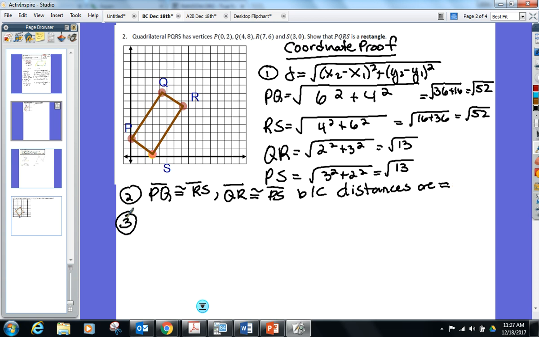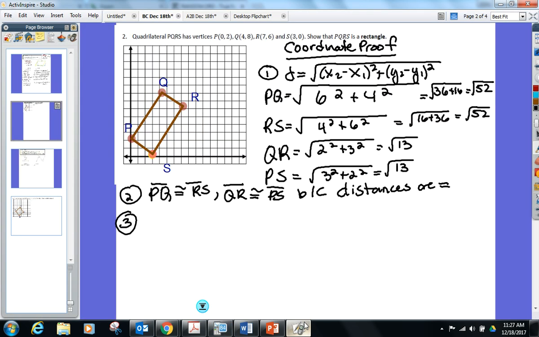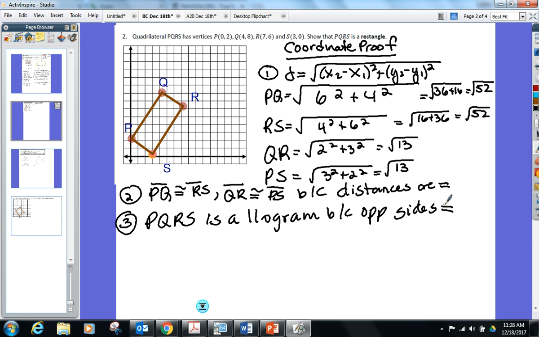Okay, keep going. Now, what do you know about the figure? What do you know about the figure if those pairs are equal? Here we go. 4. What do you know about the figure? Okay, PQRS is a parallelogram. Why, Rachel? There you go. Perfect. Okay. This is how every coordinate proof is going to go. You show me the work of all your formulas. What did you learn from your formula? What do you know about the figure?